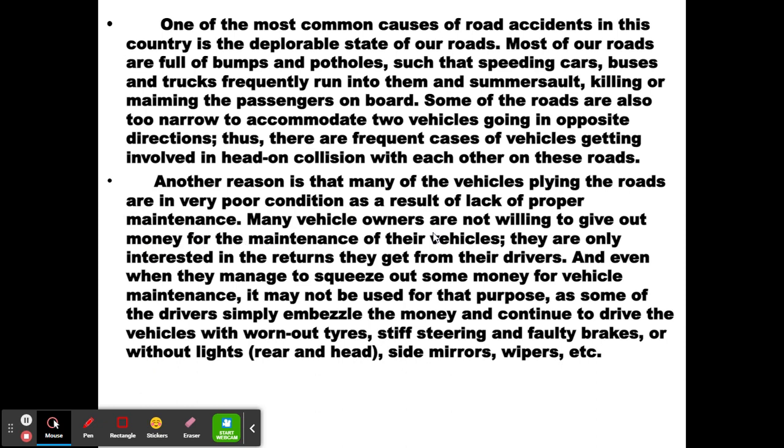All right. Many vehicle owners are not willing to give out money for the maintenance of their vehicles. They are only interested in the returns they get from their drivers. And even when they manage to squeeze out some money for vehicle maintenance, it may not be used for that purpose, as some of the drivers simply embezzle the money and continue to drive the vehicles with worn out tires, stiff steering, and faulty brakes, or without lights, rear and head, side mirrors, wipers, etc. You have painted the ugly picture of how lack of vehicle maintenance can actually set the stage for road accidents.